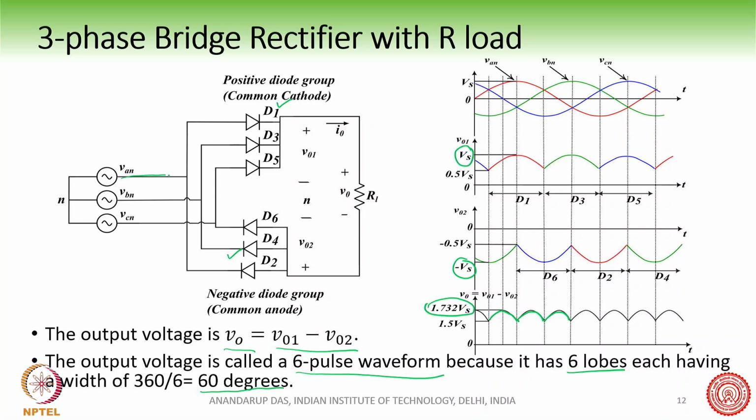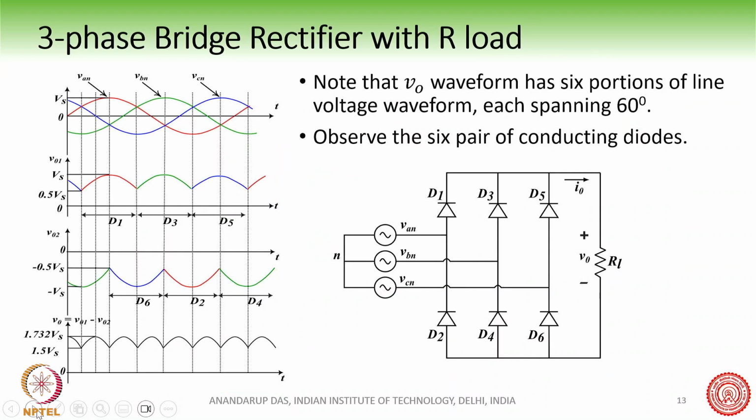For example, the circuit can be thought of this way. At one point, this is the way the circuit is getting complete, and therefore you can understand that the VAB voltage is coming at this point when D1 and D4 are conducting. Since the VAB line voltage is appearing across the load, the peak voltage is √3 times Vs.